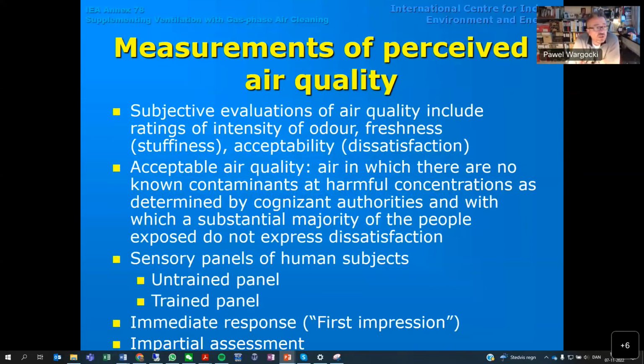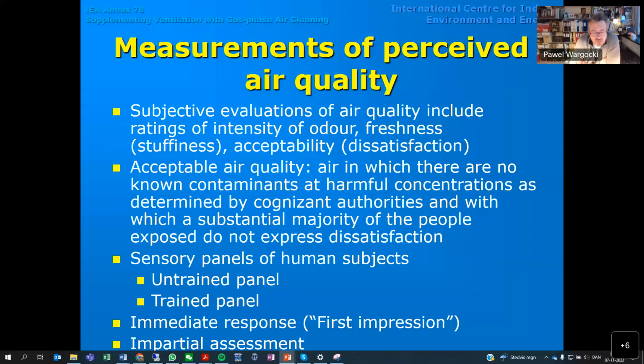Perceived air quality can be defined based on different so-called metrics, and we can assess different qualities here. We can assess odor intensity. We can assess whether the air is fresh or stuffy. But we can also assess whether the air causes dissatisfaction or is acceptable or not acceptable. So basically, we can assess the intensity of the perception, and we can also assess the hedonic quality of it, and both combined we can assess through acceptability.